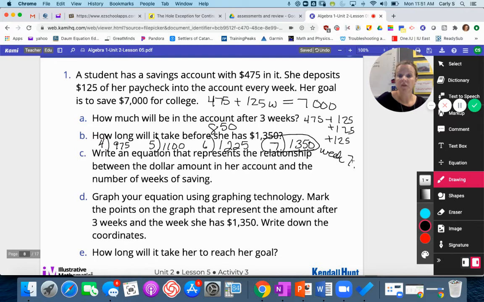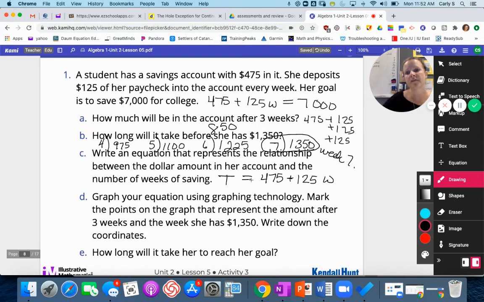Okay? Write an equation that represents a relationship between the dollar amount in her account and the number of weeks of savings. I got a little ahead of myself up top, but I didn't use the equation to solve it. So that would be the dollar amount in her account. So total amount in her account, $475 plus $125 per week.